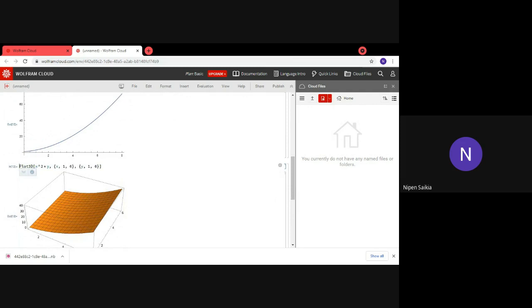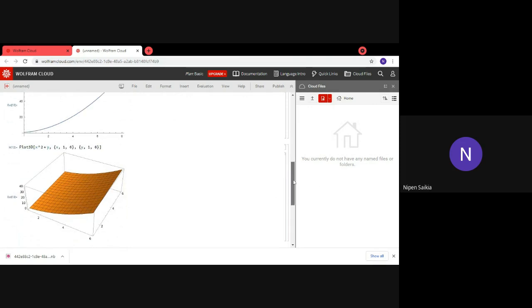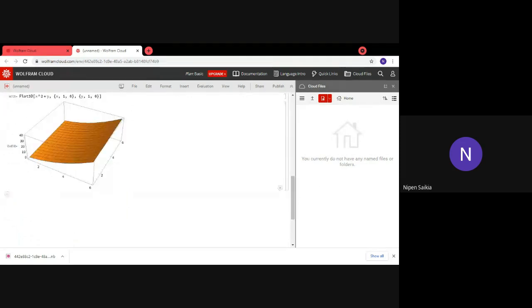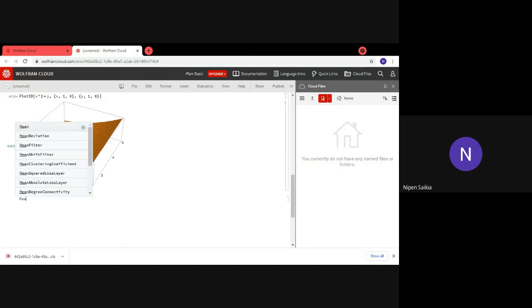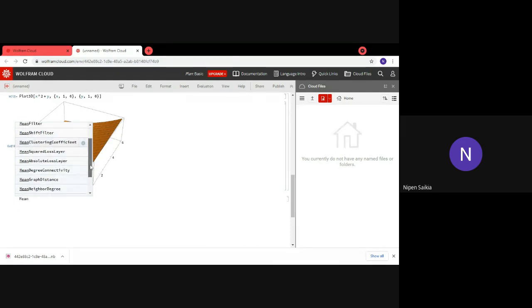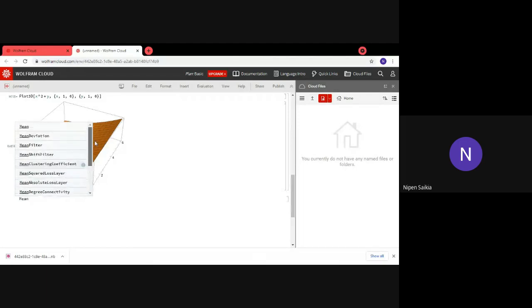Functions in Mathematica. Now suppose we want to calculate the mean. So we simply write mean, and here it comes: mean, mean deviation, mean field, mean absolute... There are many others, so one has to explore this. What are these things?